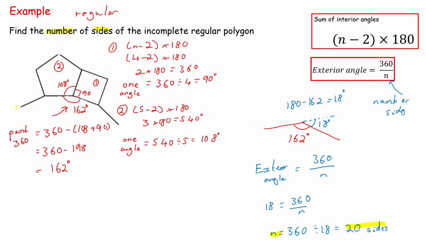So in context, this polygon here has 1, 2, 3, 4, 5, 6, 7, 8, 9, 10, 20 sides. So it's going to be quite a big polygon. But there you go, that's your answer with all of the working.